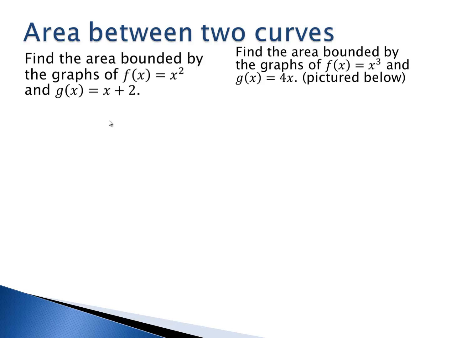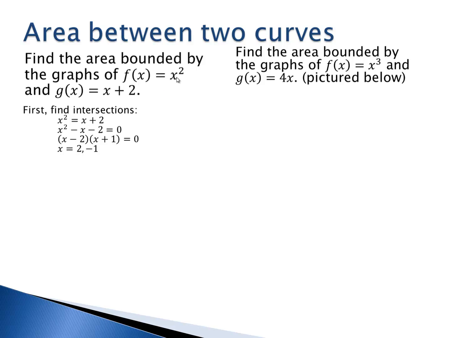All right, so it may help to draw pictures of those graphs, especially since these are relatively simple. x squared is just our basic parabola, and then x plus 2 would be a line with a y-intercept of 2 and a slope of 1. We'll see a picture of that in a little bit, but we can find those limits of integration algebraically first if you like. So we'll set the two functions equal to each other to figure out where their y-coordinates are equal, then their x-coordinates would have to be the same as well. So set them equal to each other.